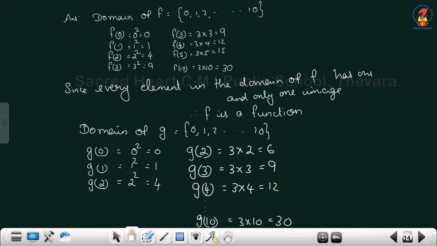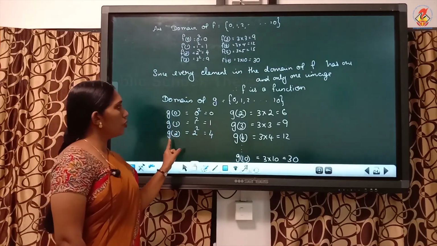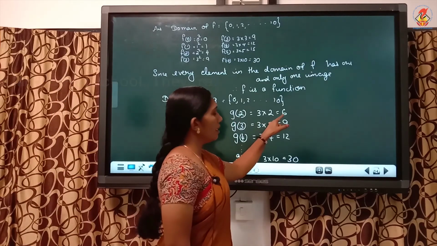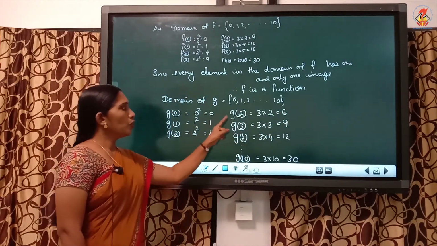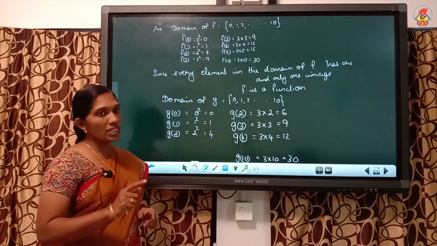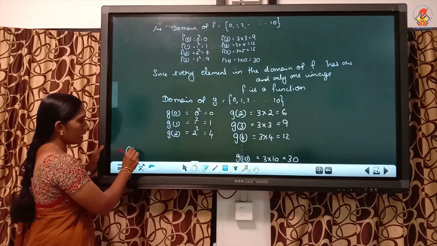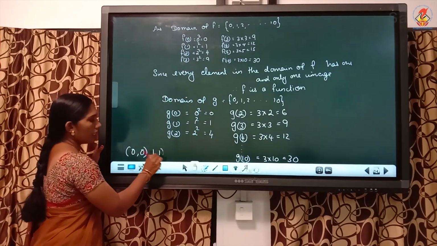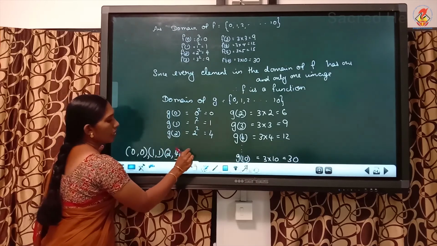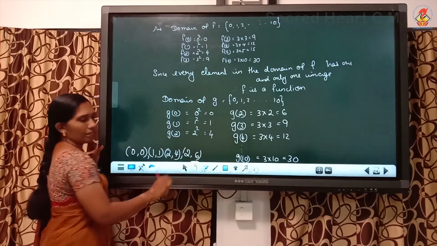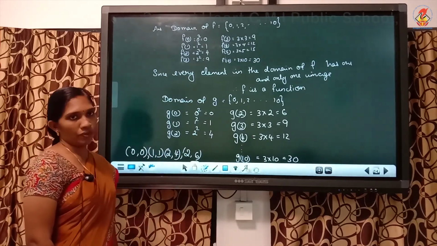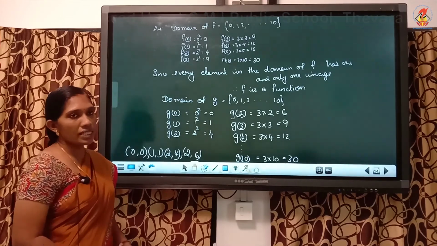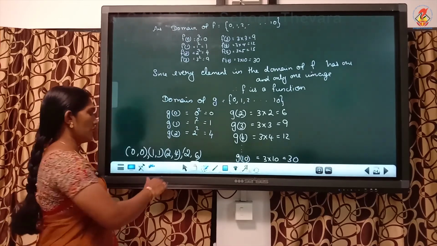Is this relation a function? Here one image for 0, one image for 1, one image for 2. Here again 6 is the image of 2. So how many images for this 2? 2 images for 2. That is, first element repeats. If we write as ordered pairs, we can write (0, 0), (1, 1), (2, 4), and again you have to write 2 with 6. So first element repeats, that means 2 images for 2, not a unique image. So we can say that this relation is not a function.